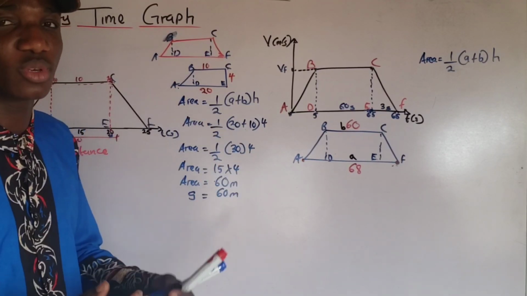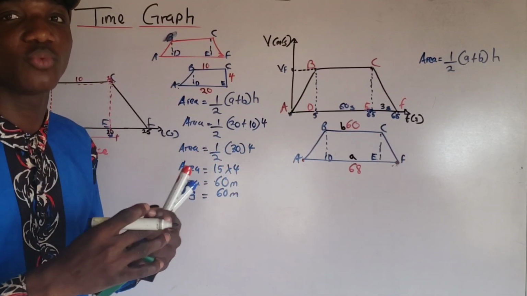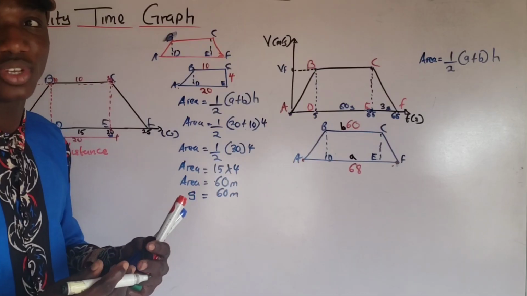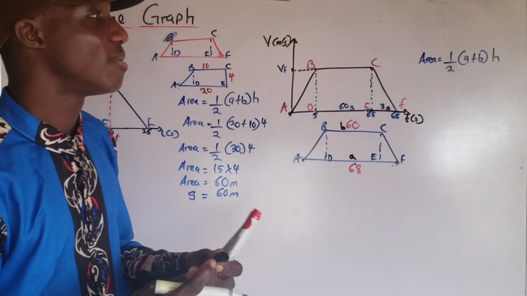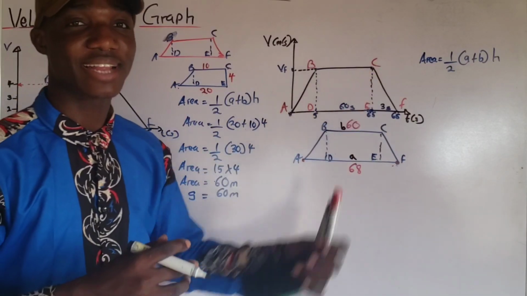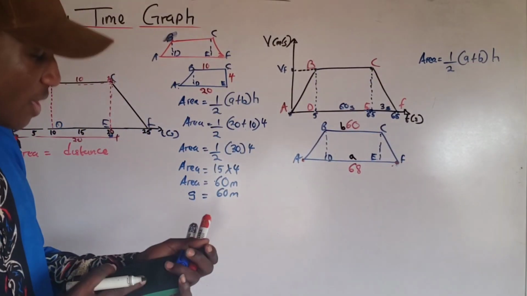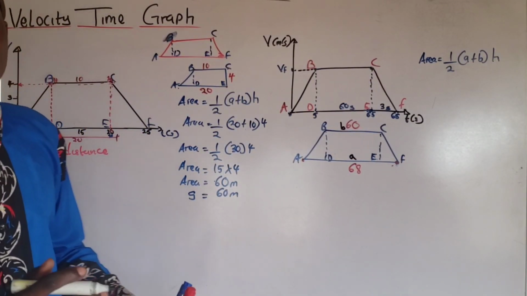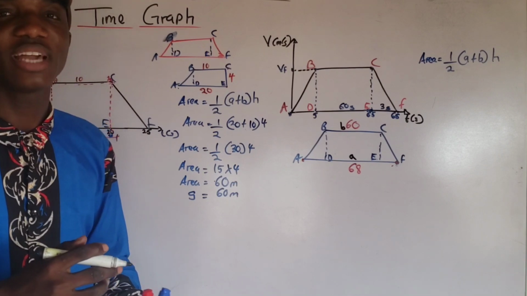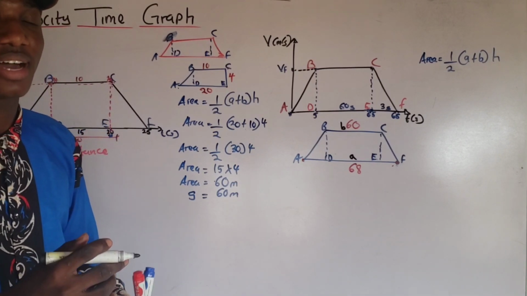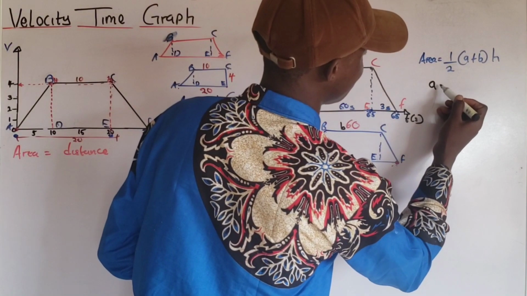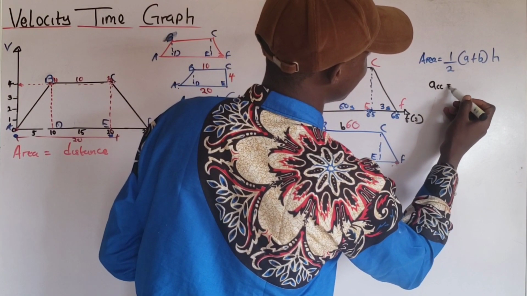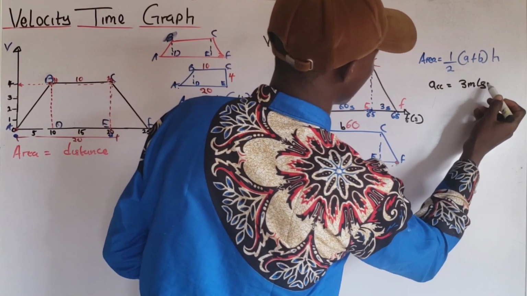Now, how do we determine the velocity? Because if you don't know the velocity, we cannot determine the area. Area is 1/2 multiplied by (A plus B) multiplied by height, and height is the velocity. So we need the value of the velocity. We are given information in the question that the body accelerates from rest at an acceleration of 3 meters per second squared. So acceleration is equal to 3 meters per second squared.